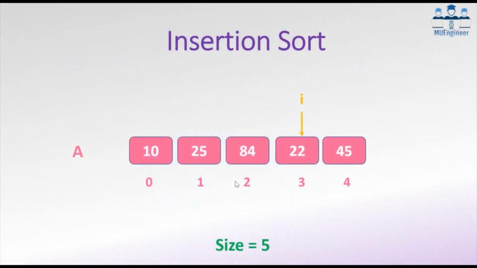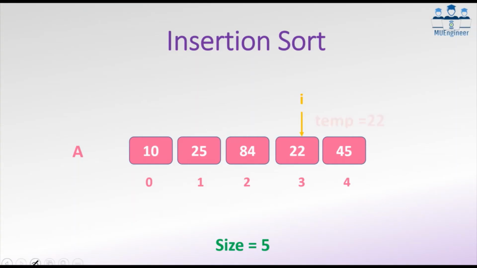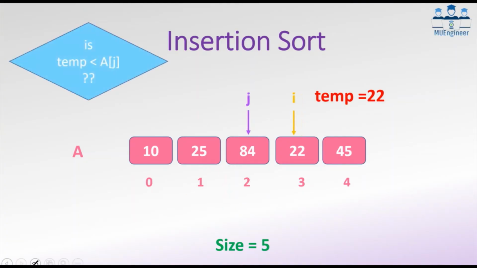So here in this pass, the i value will now become 3. Temporary is equal to array of i and j is equal to i minus 1. So temporary is equal to array of i, which is 22, and j is equal to i minus 1, which is 2. That means it is pointing to 84. Now again I'm entering the while loop and I'm checking whether temporary is less than array of j. Yes.